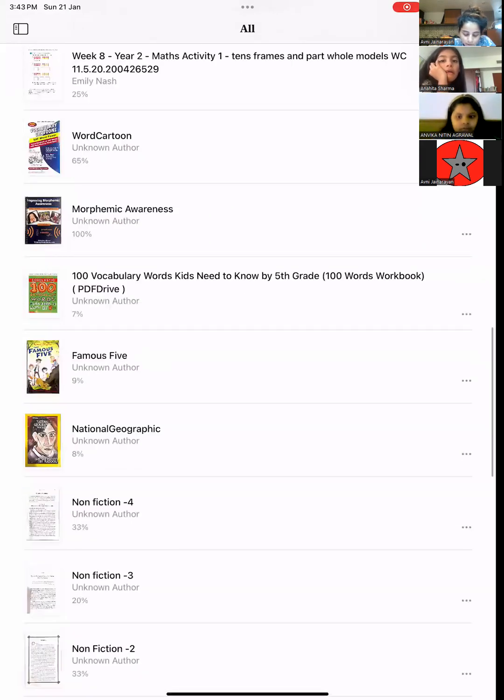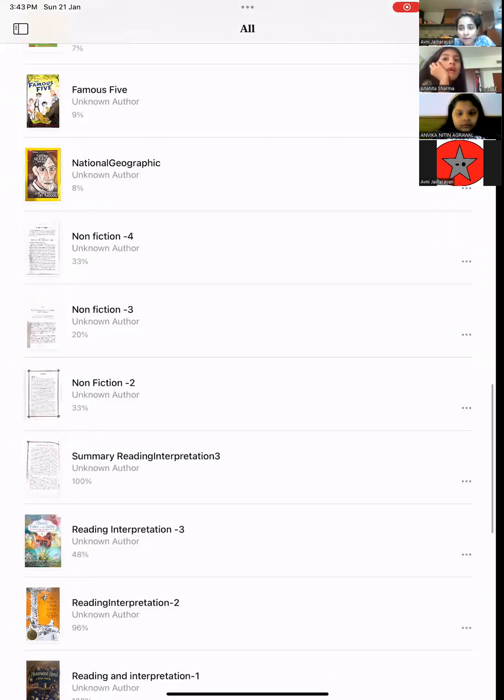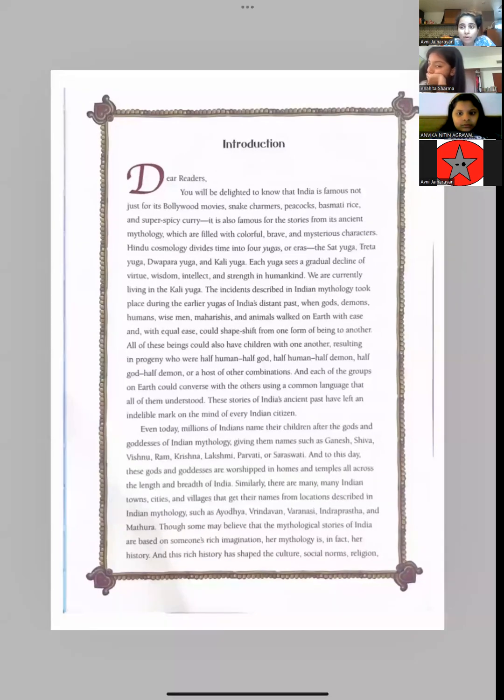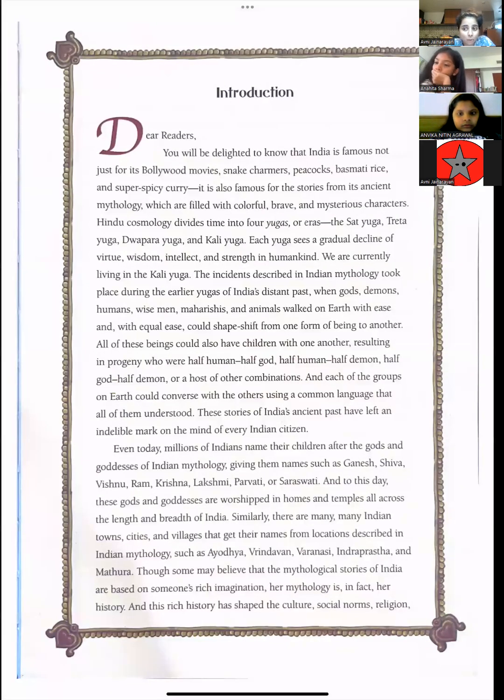So how do we do that? When we read a good quality text, we often try to copy that and implement it in our own writing.